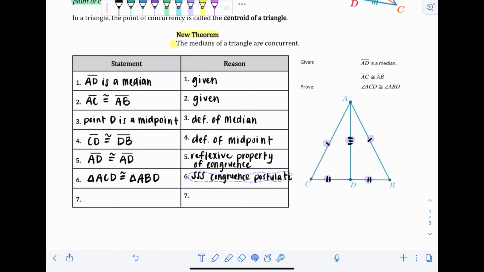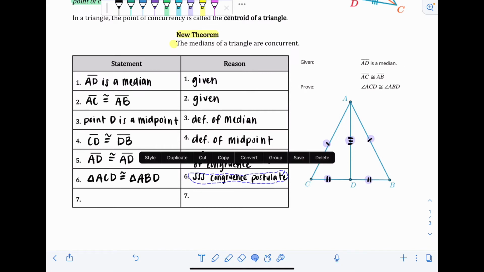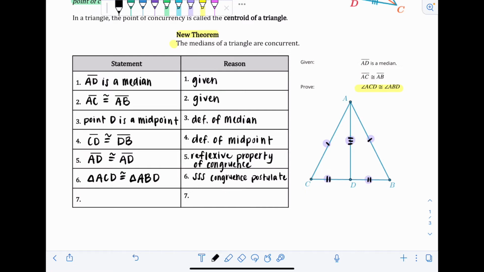And then now that we've said that the two triangles are congruent, that's enough information to say that all of the corresponding parts are congruent. So we can now say what we're trying to prove, which was angle ACD is congruent to angle ABD.